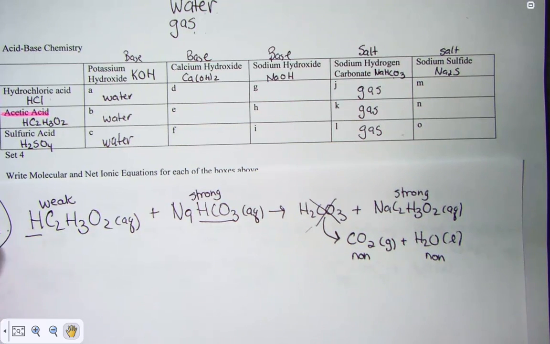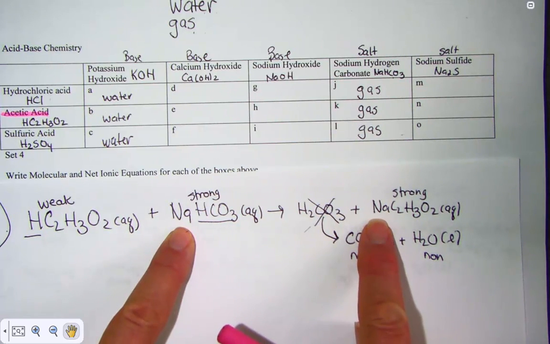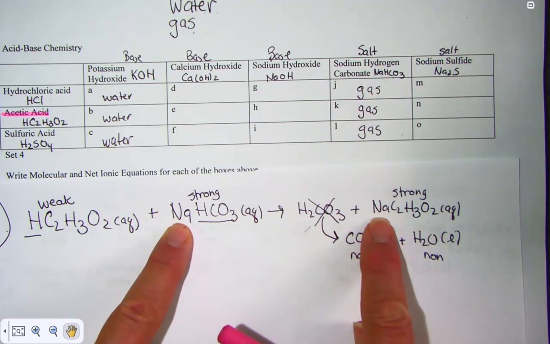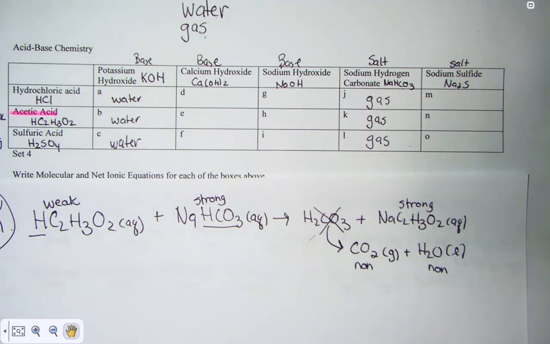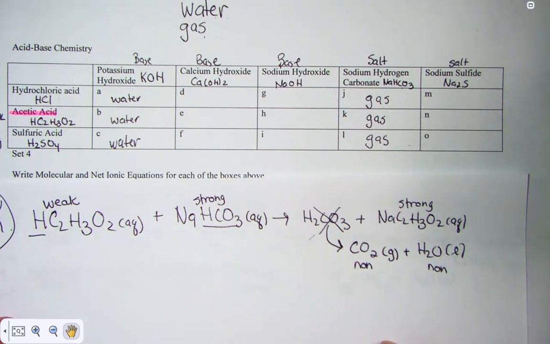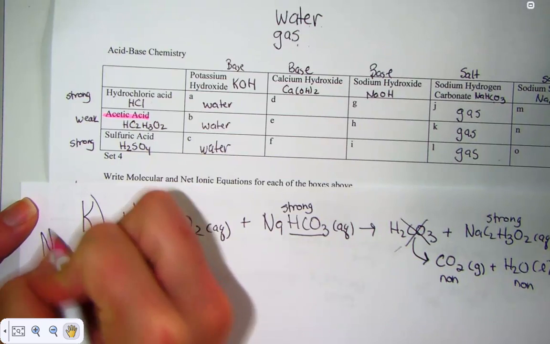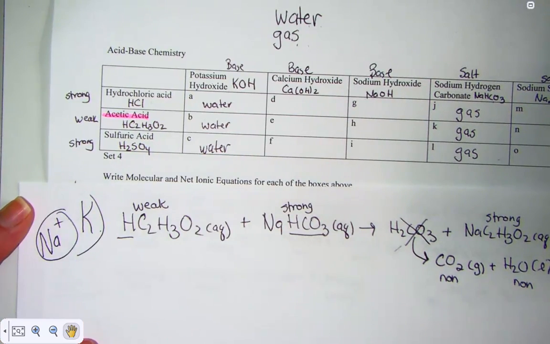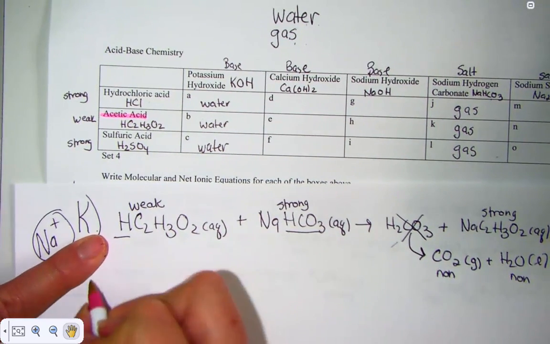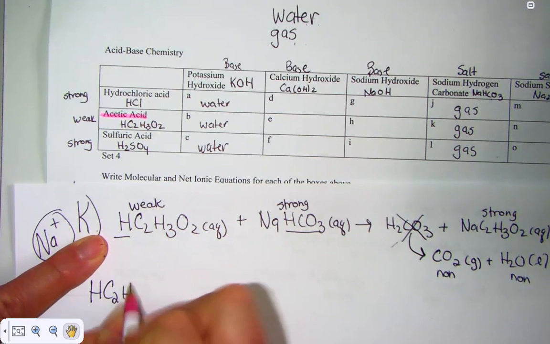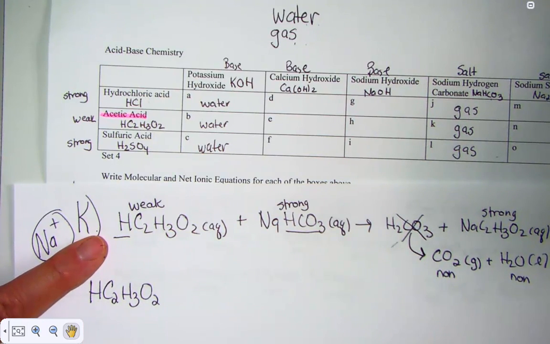So what are our spectators? I see just one. Do you see it? It's a sodium ion, isn't it? Sodium is a strong electrolyte appearing on both the left and the right side. It's the only one that does that. So when I move from my molecular to my net ionic, I'm going to get rid of my spectator, the sodium ion. Leave together the weak acid H, C2, H3, O2.